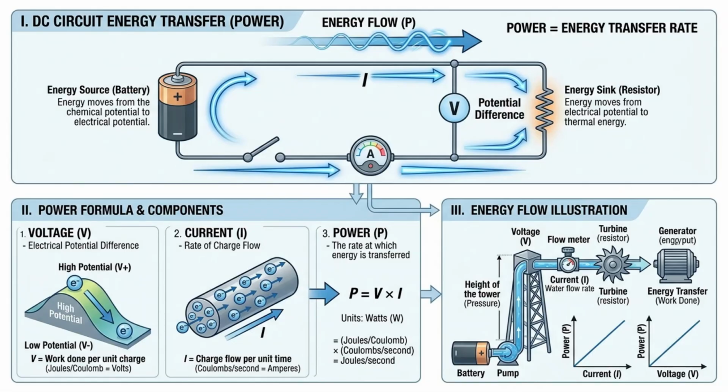The fundamental relationship for electrical power is P equals V times I, where P is power, V is voltage, and I is current. This equation tells us that electrical power depends on both the amount of energy available per unit charge, voltage, and the amount of charge flowing each second, current. For example, a circuit with high voltage but very little current may consume less power than a circuit with lower voltage but much higher current. Power is therefore not energy itself. Instead, it describes the speed at which energy moves through an electrical system.